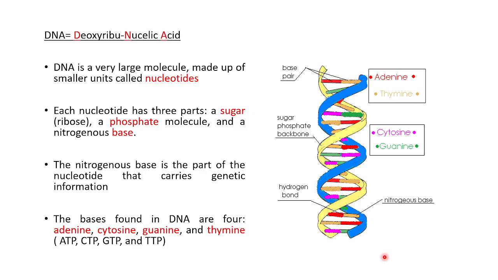The bases found in DNA are adenine, cytosine, guanine, and thymine. Based on that, we know them as ATP, CTP, GTP, and TTP. Adenine forms a base pair with thymine, and cytosine forms hydrogen bonds with guanine.